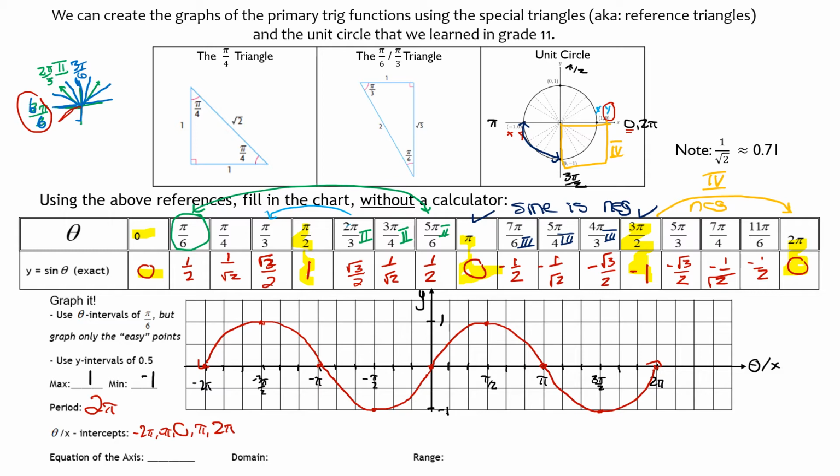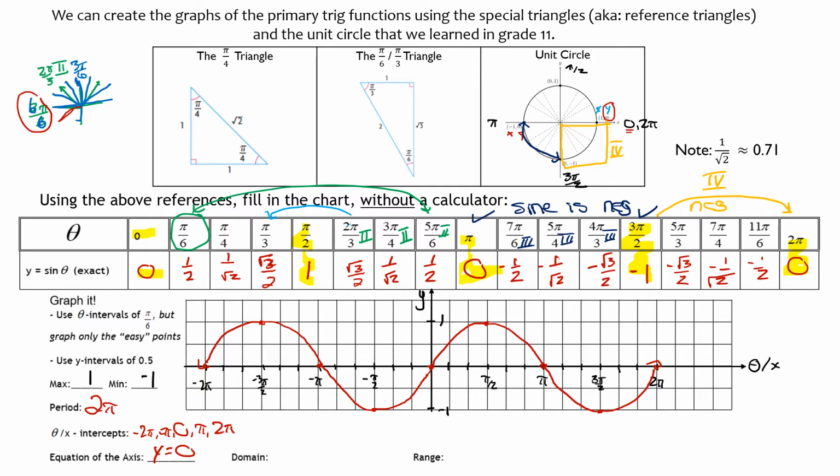Equation of the axis. The equation of the axis is the horizontal line that cuts our graph in half. And since we haven't shifted it up or down at all, the equation of the axis is just y equals 0. Y equals 0.